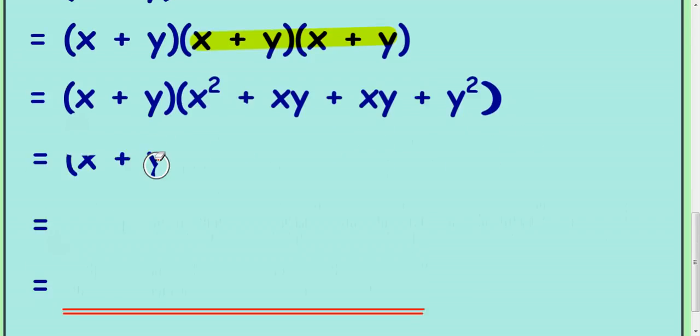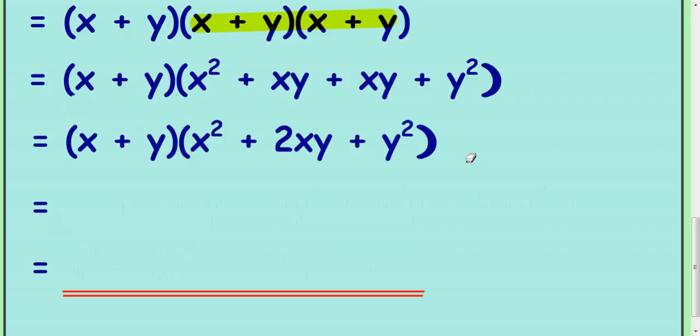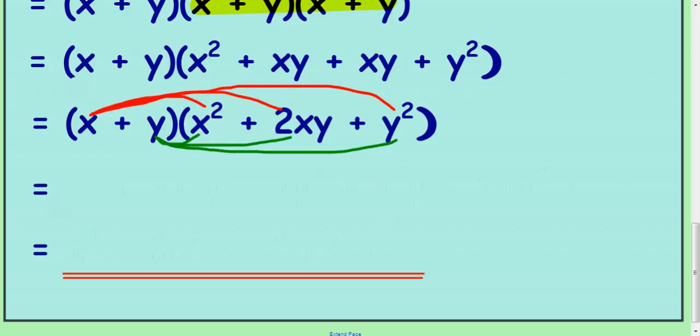So again, leaving the front alone, let's try and tidy up the second bracket. So I've got an xy and an xy in the middle. Now there's 2 xy's here, so we're going to write that. I'm leaving the y squared and the x squared. Okay, to finish off, basically we have to do a rainbows technique. So multiply everything by the x, and then multiply everything there by the y. So that, and that, and that.